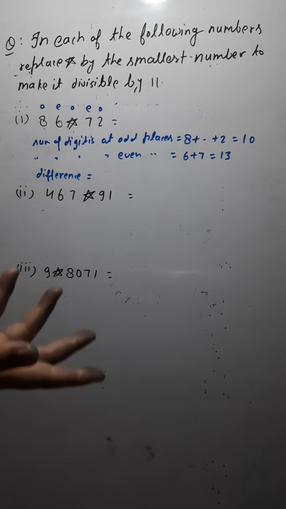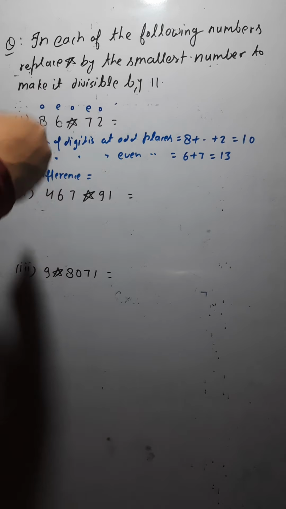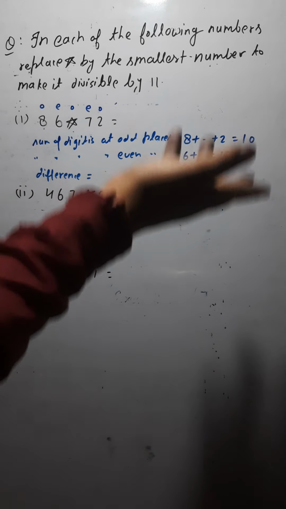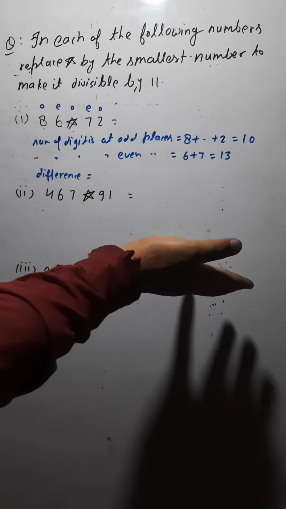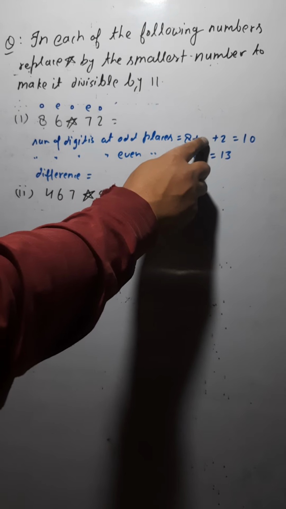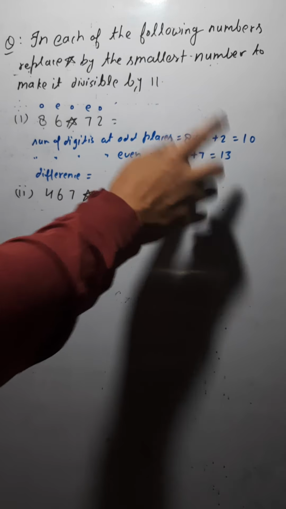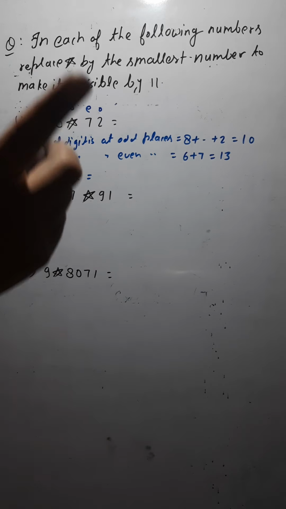Either it should be 0 or it should be a multiple of 11, meaning 11, 22, 33. So either it should be 0. Can it become 0? Yes. If I write 3 here, it would become 13, and 13 minus 13 would be how much? 0. Are you getting it?